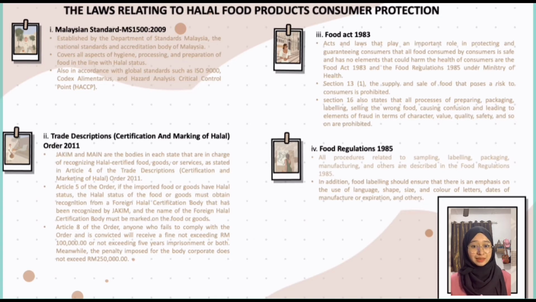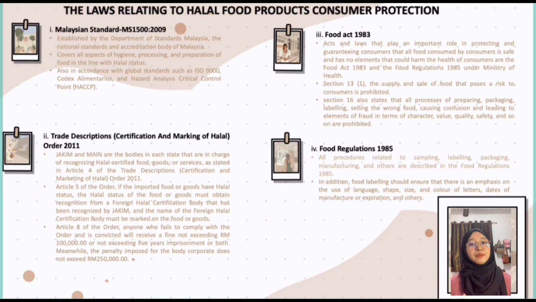by JAKIM or MAIN. Furthermore, according to Article 5 of the order, if the imported food or goods have halal status, the halal status of the food or goods must obtain recognition from a foreign halal certification body that has been recognized by JAKIM, and the name of the foreign halal certification body must be marked on the food or goods. As a result, with reference to Article 8 of the order, anyone who fails to comply with the order and is convicted will receive a fine not exceeding 100,000 or not exceeding 5 years imprisonment or both.